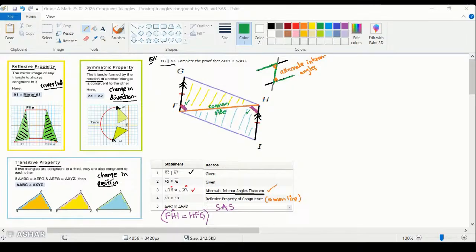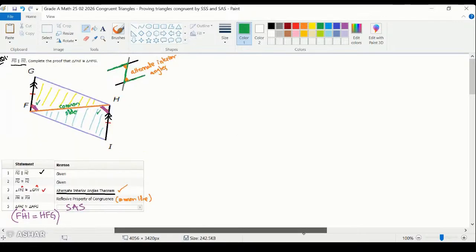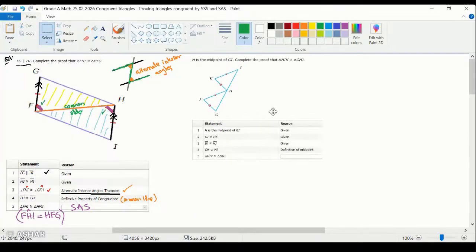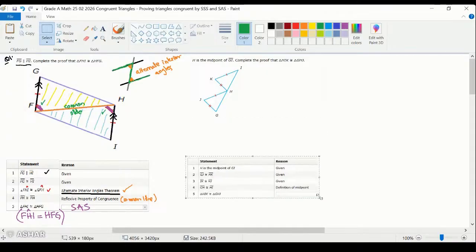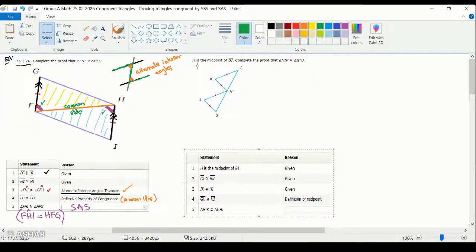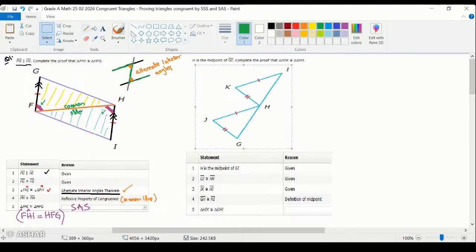And the next question says, if this information is provided to us, question number 2, if this was the information that was provided to us, they're asking us to find the property that would define this, the reason, and the diagram is given something like this. This is our question number 2.